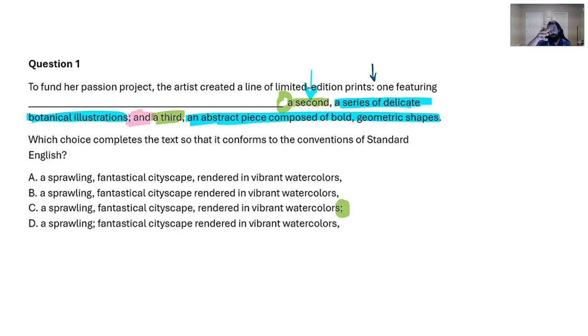because we're going to need that semicolon to separate the first element of the list and its description from the second element of the list and its description. And if we see here, a sprawling, fantastical cityscape, and then a description, that fits in absolutely perfectly there. And now this sentence would read, to fund her passion project, the artist created a line of limited edition prints, 1 featuring a sprawling, fantastical cityscape, and that 1 featuring is part of our element. Rendered in vibrant watercolors, that describes the first one, semicolon, the second element of the list, a second, and then a description of that, and a third, and then a description of that.